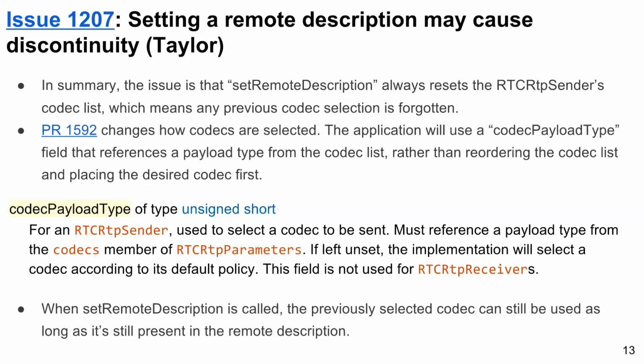So what I'm proposing in this PR 1592 is, instead of having the codec be selected by reordering the list, you just set a codec payload type field in the encoding parameters that references one of the codecs from the list, which is how it works in WebRTC. This simplifies things. As long as a subsequent remote description still has that payload type, the codec payload type field can stay the same, and you can just continue sending with that codec.